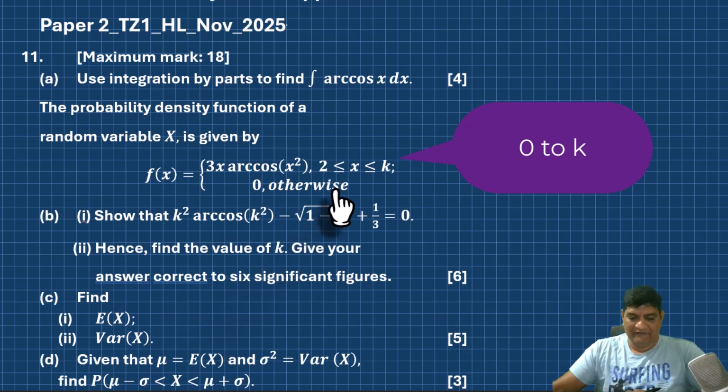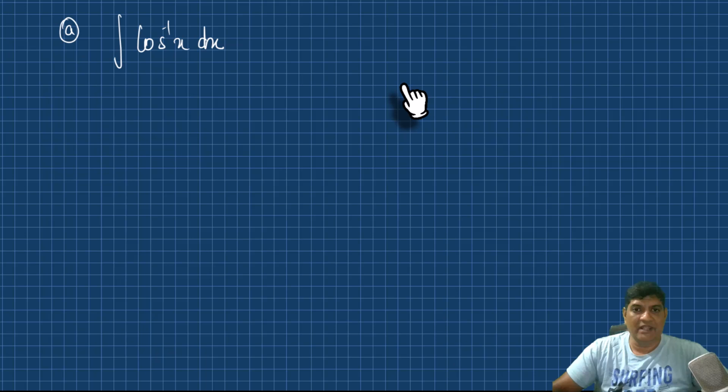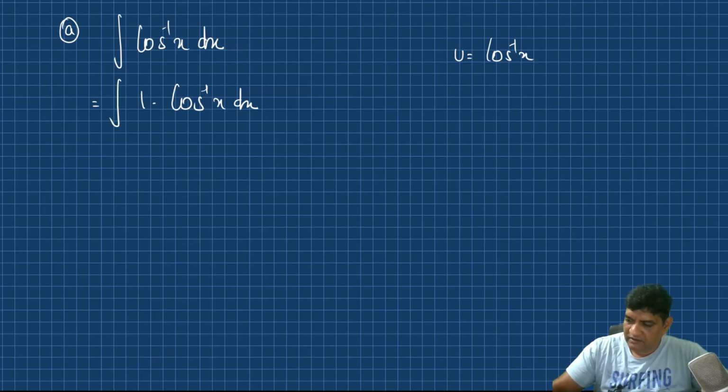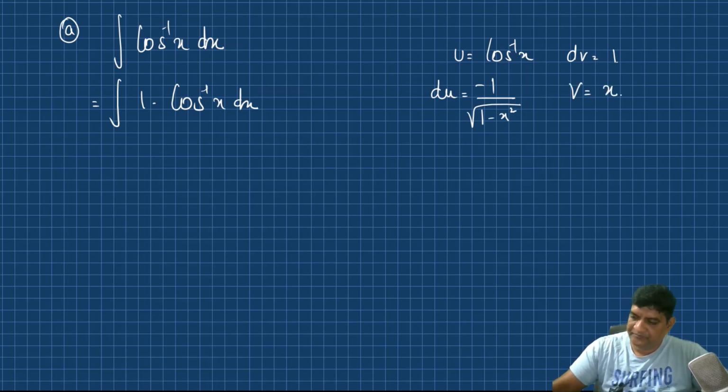Let's quickly look at the first part of the question. Here I'm going to be applying integration by parts. So I have only one function, so I'm going to write this as integral of 1 into cos inverse of x dx. So my u, as per ILATE, is going to be cos inverse of x, and my dv is going to be equal to 1. So du, which is the differential of cos inverse of x, is minus 1 over root of 1 minus x squared, and then the integral of v, which is x.